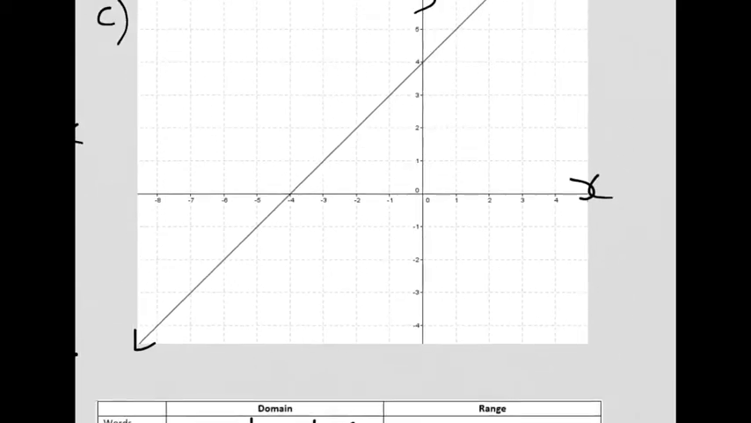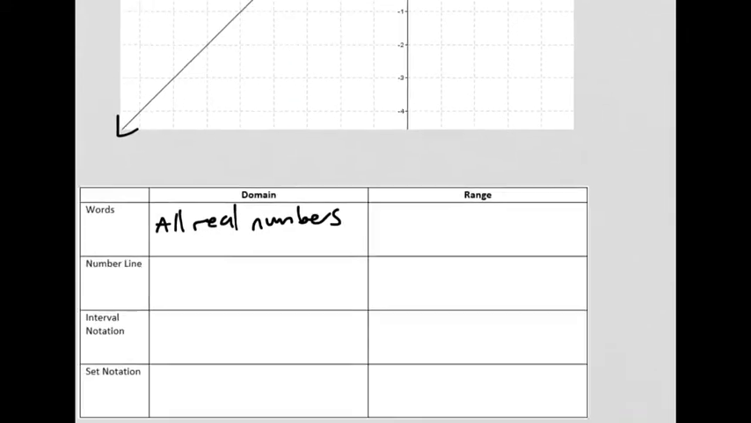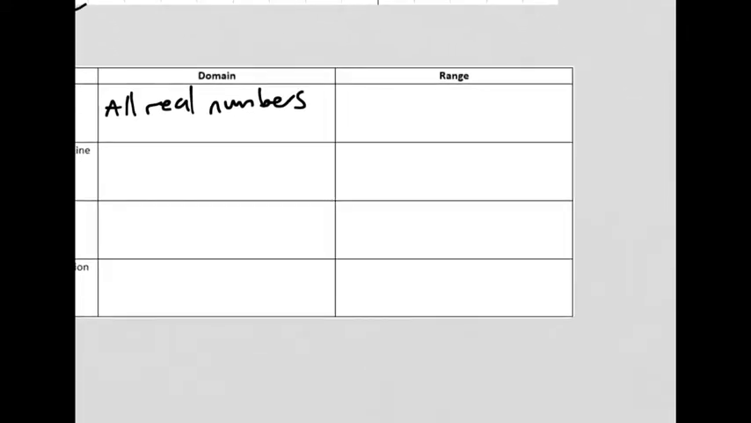Same thing with the range. I could go up and up and up, and I would keep finding that line, and I could keep finding points for the y values. Same thing if I went down. Okay, so the range is also all real numbers.